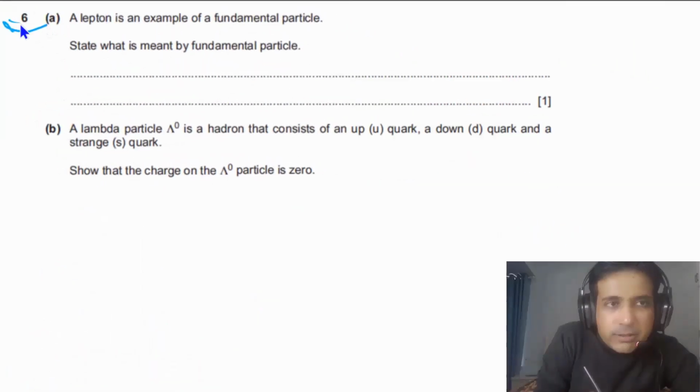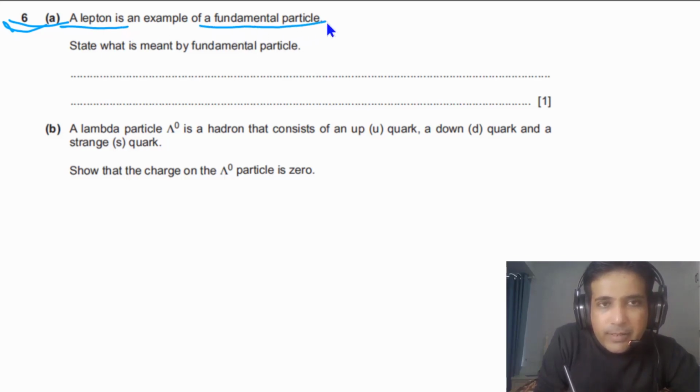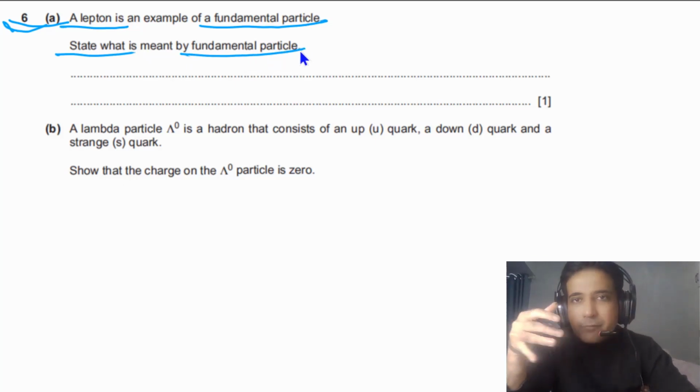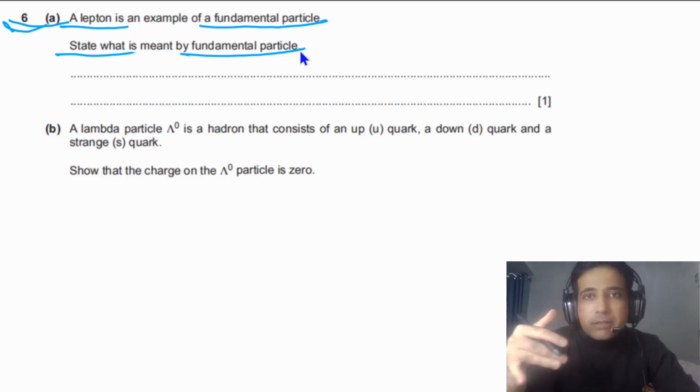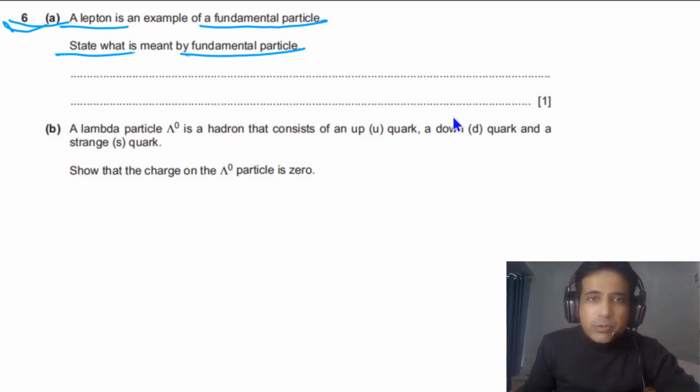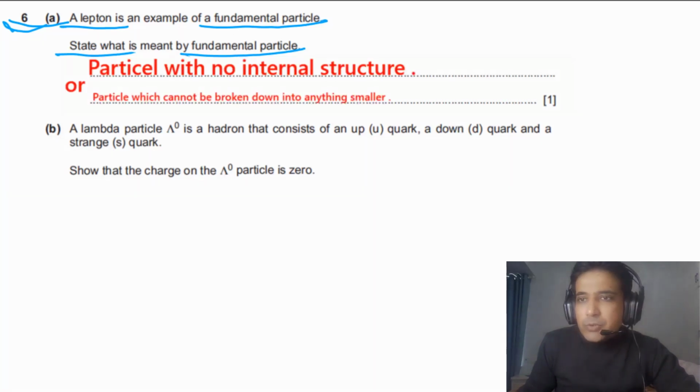For question number 6, part A, it is given to us that a lepton is an example of a fundamental particle. We need to state what is meant by a fundamental particle. A particle is a fundamental particle if it has no internal structure or if it cannot be broken into smaller particles. So we call that particle a fundamental particle. For the answer to this question, you can write down these two possible answers.